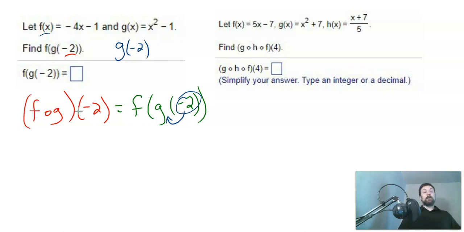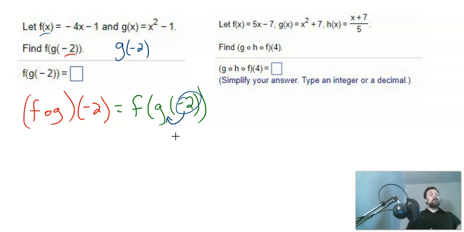That is not how this works. So the composition forces you to manage one function at a time. You don't know what you're plugging into f yet. You have to plug -2 into g first, and then once you get that answer, that's what you want to plug into f. So I don't even know what it's going to be yet.